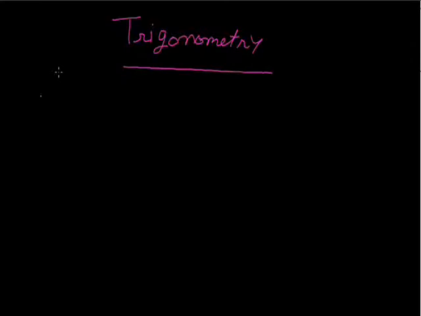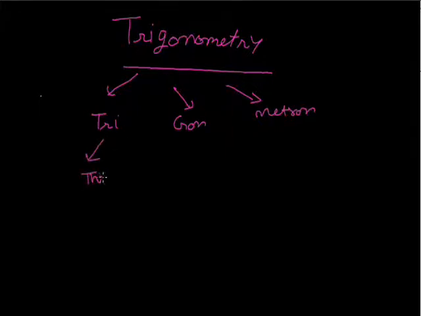Basically, trigonometry is derived from the Greek words tri, go, and metro. Tri means 3, gon means sides, and metro means measurement.